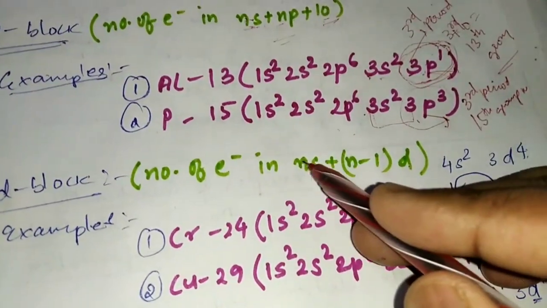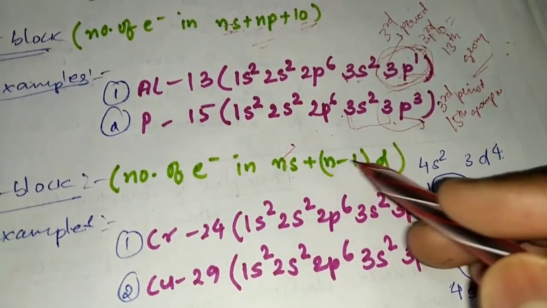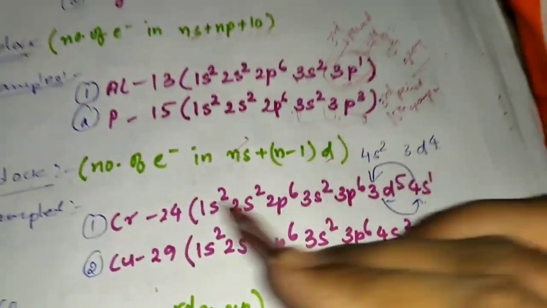That means, what is the maximum nth value? We should do plus nth minus 1 of the D block. Okay, so let us check with an example here.